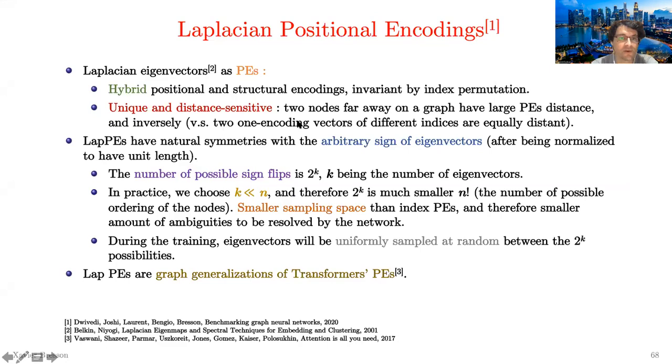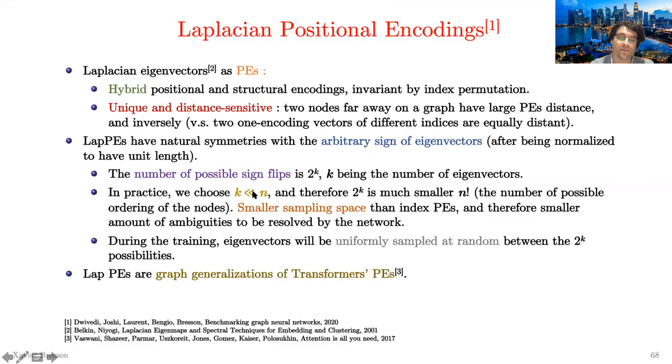Of course, you have some symmetry problem with Laplacian positional encoding because the eigenvectors can flip. When you compute the factorization of your Laplacian, the eigenvectors are defined up to the sign plus or minus one. So the number of possible flips is 2 to the power of k, where k is the number of eigenvectors.